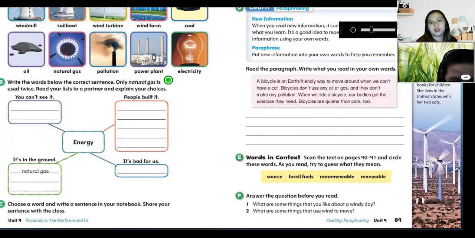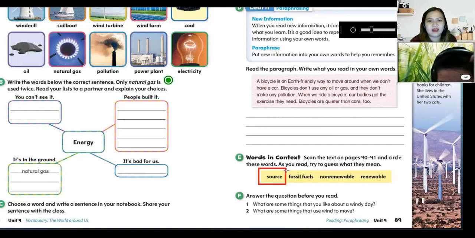Now here, I want you to try to guess what the words here mean. When I say source, what does it mean? I don't know. It's okay if you don't know because we will learn that later on. I just ask if you know, and it's okay if you don't know this word yet.